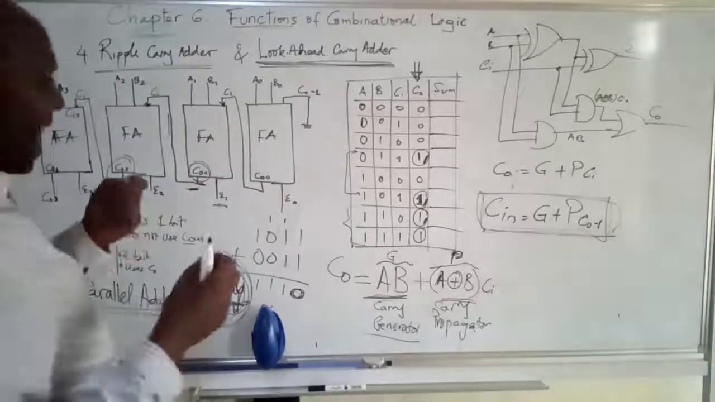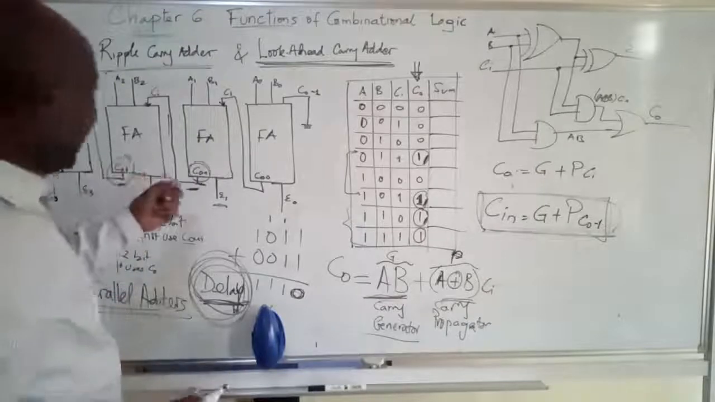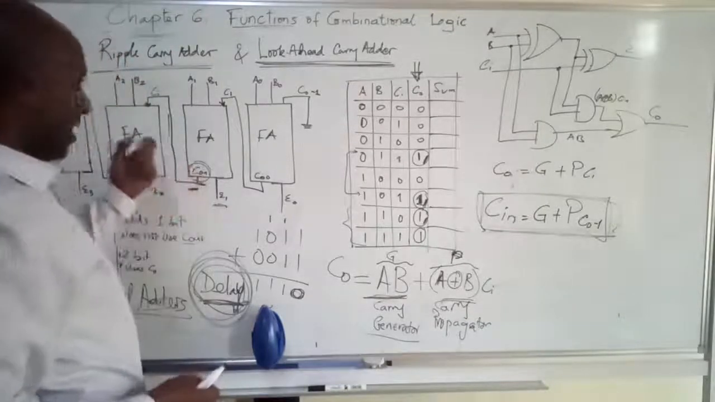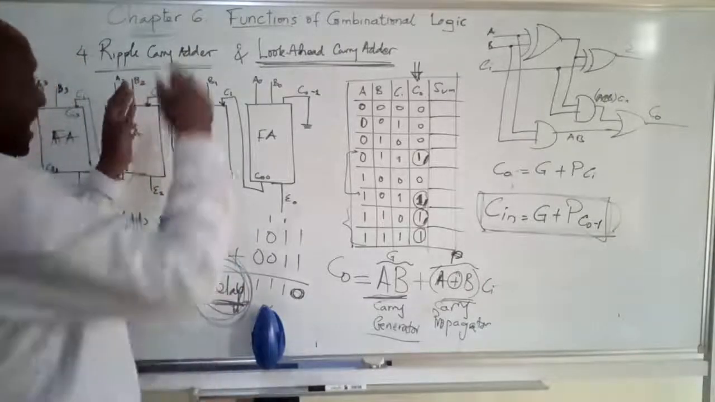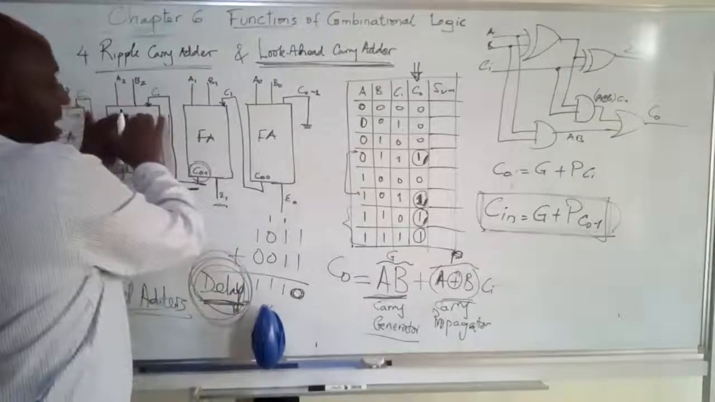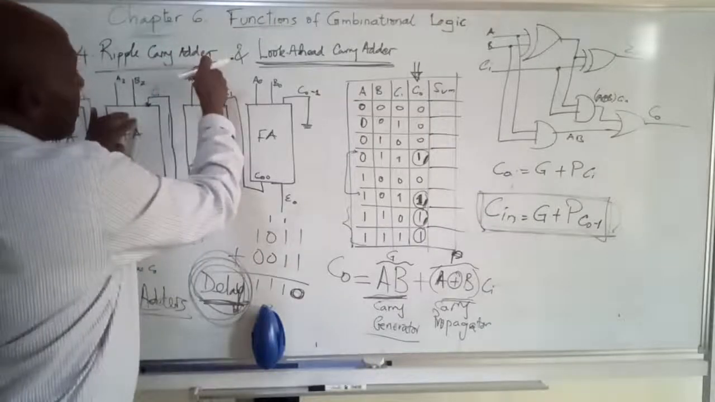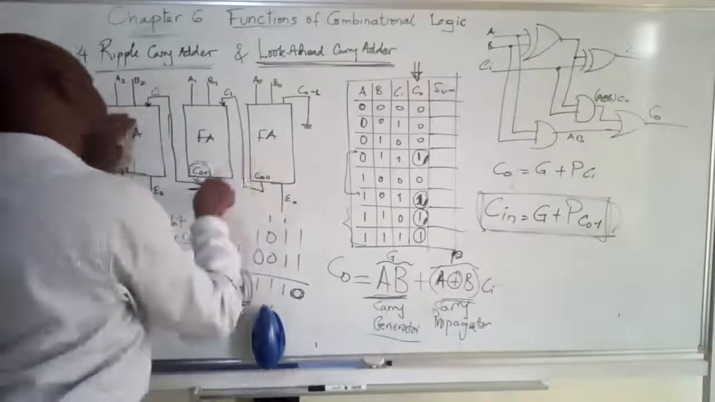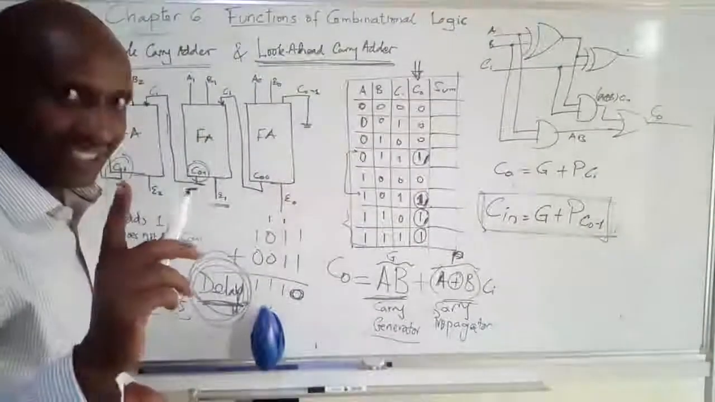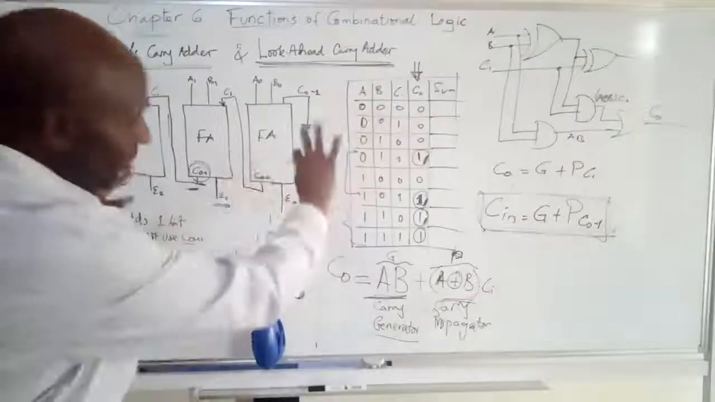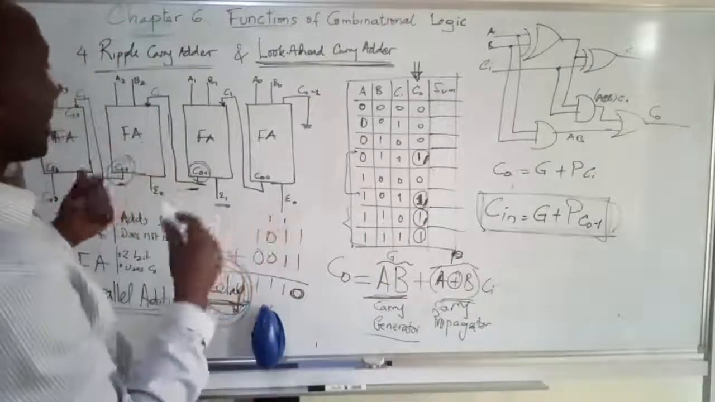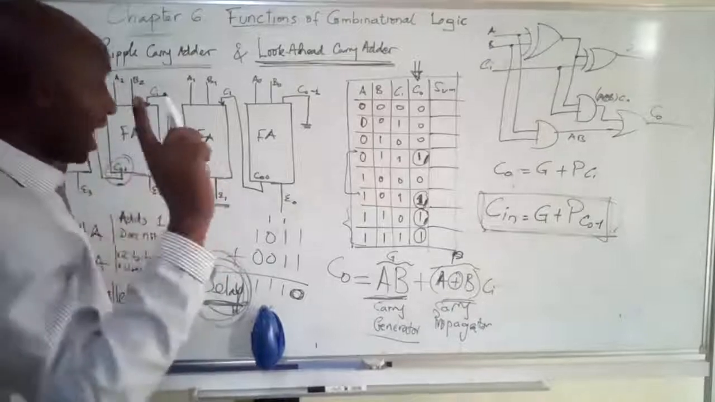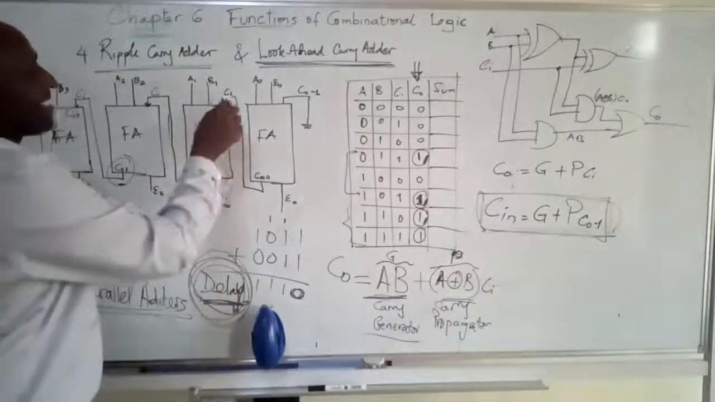But now, how can we get the carry in of the next full adder without waiting for the summation to get the carry out? That is the question. So let me rub this out and see how we can get, nota bene, how can we get a C in?